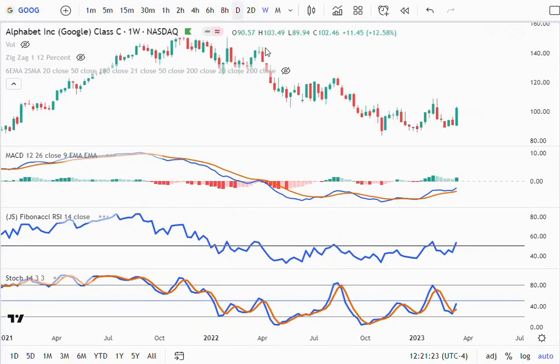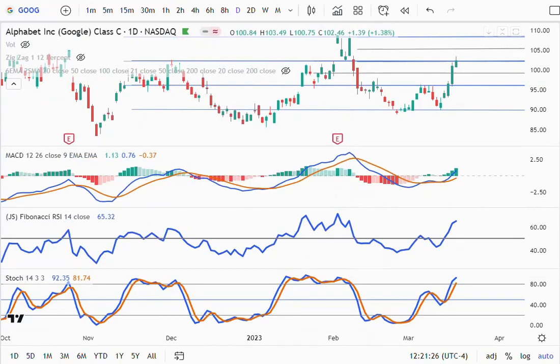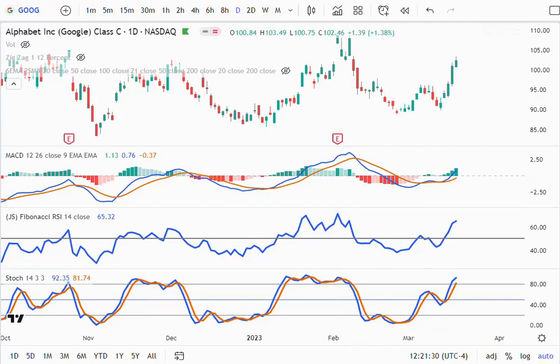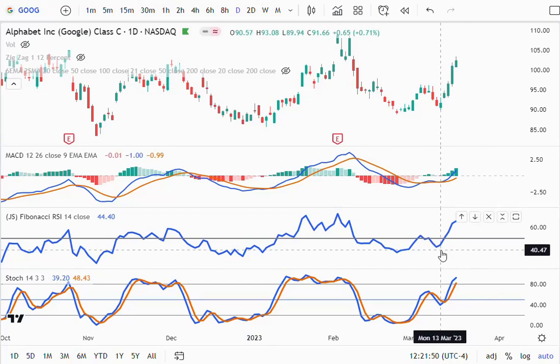So on a daily basis, what do we see? Again, after this decline right here, you can see that it has formed a double bottom, and it has taken out this level. So the daily picture is now beginning to look positive. You can see the momentum indicators have also improved significantly.